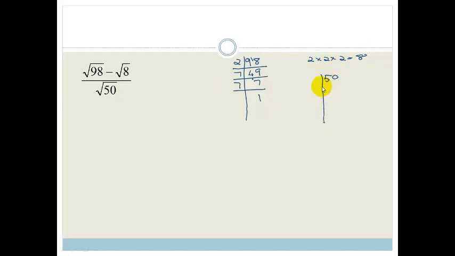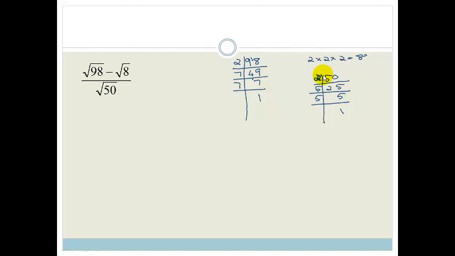50, the smallest number that can go into 50, that's a prime number, is 5. Oh no, it's 2 actually. 2 goes into 50 giving 25. Then what's the smallest number? 5. 5 goes into 25 5 times, and then 5 goes into 5 once.